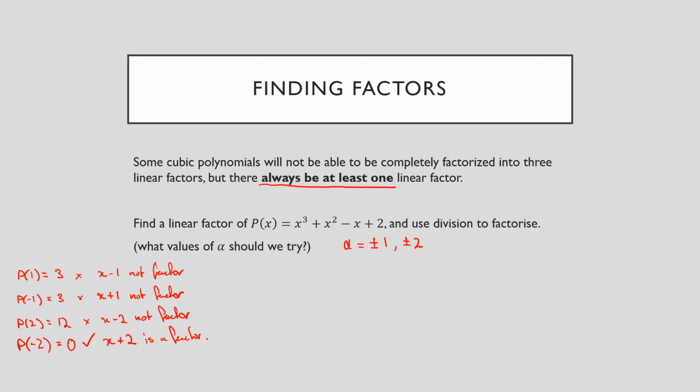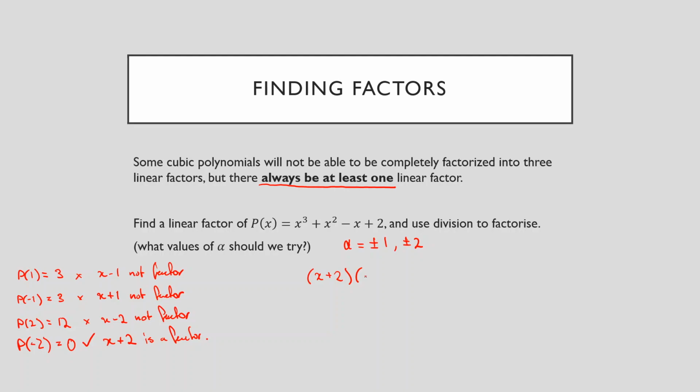Now, in fact, there's only one linear factor, and the reason for this is because there's only 4 possibilities of the alpha value that we could try to find that linear factor. If we could factorize it into 3 linear factors, then 3 of these possibilities should have given us an answer of 0. But the fact that only one of them has given us an answer of 0 tells us that only one of the factors is linear, which in this case is x plus 2. There are no other linear factors because there are no other possibilities that have given us 0.